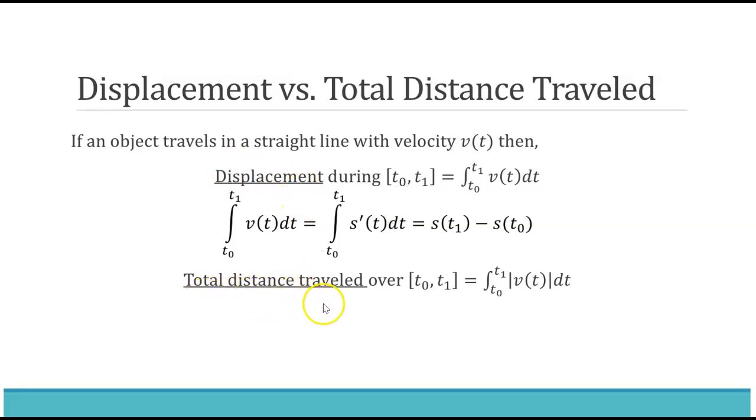But total distance traveled is slightly different. If we want to calculate total distance traveled over the time interval from t sub 0 to t sub 1, we're going to perform an integral from t0 to t1, but this time, instead of integrating v of t, we have to integrate the absolute value of v of t dt. So that's because distance is always greater than or equal to displacement, right? It's taking into account all of those different pieces of where I start and where I stop and adding those pieces together to get that total distance traveled.